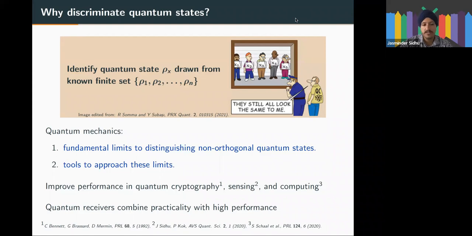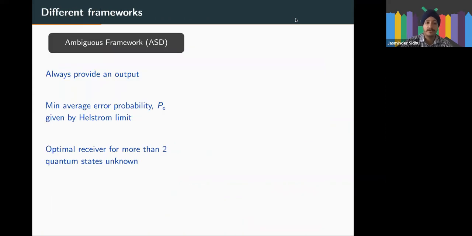So we often want to design quantum receivers that combine both practicality and high performance. Now, high performance depends on your figure of merit, which depends on the framework that you use. The first framework is ambiguous state discrimination, where the receivers always provide an output, and the goal is then to minimize the average error probability, which is ultimately governed by the Helstrom limit. Now, the optimal receiver for more than two quantum states is generally unknown.